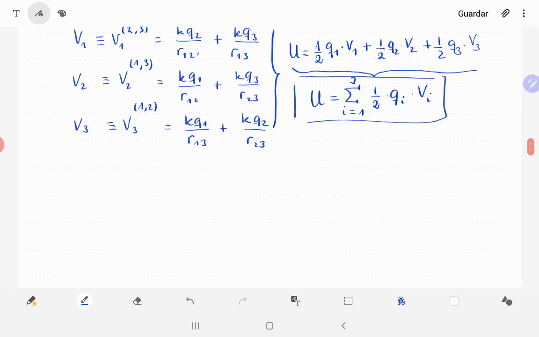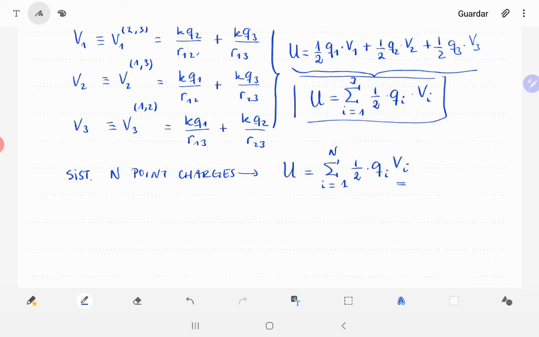And this expression we can now expand very easily for a system of n point charges by saying that the electrostatic potential energy for that system is going to be just the addition from 1 to n of 1 over 2 qi Vi, where this Vi is the electric potential at point i provided by all the rest of the point charges. Okay, so this is for a system of point charges.